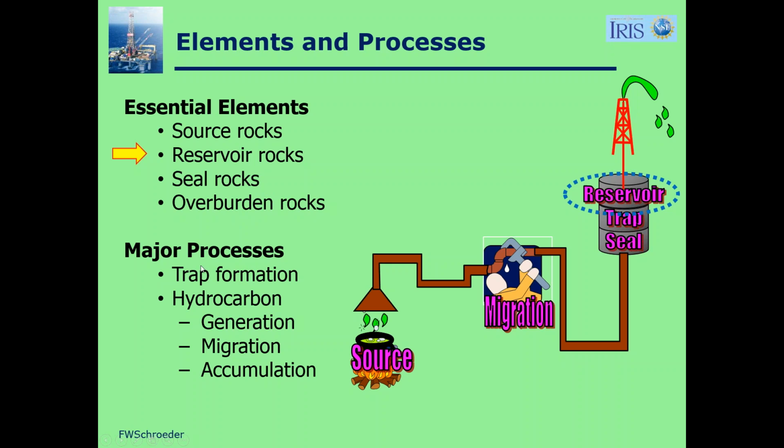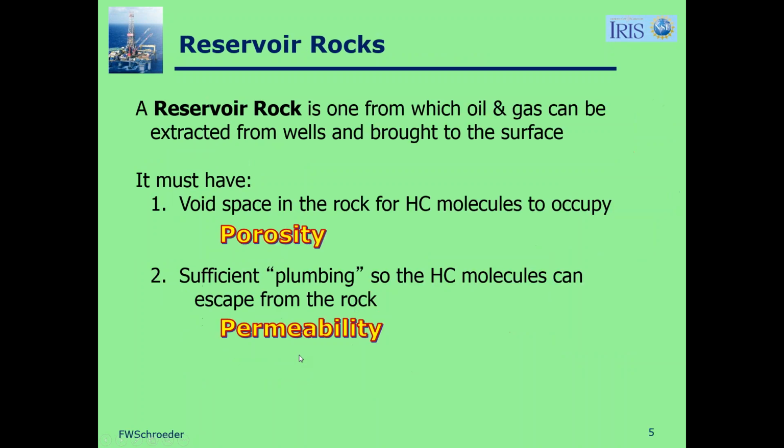And then we have 2 major processes that we need. One is trap formation. It could be a structural trap solely, it could be a stratigraphic trap, or it could be a combination of structure and stratigraphy. And then we need processes related to hydrocarbons: the generation of hydrocarbons, the migration of hydrocarbons, and then the accumulation of hydrocarbons. So what is a reservoir rock?